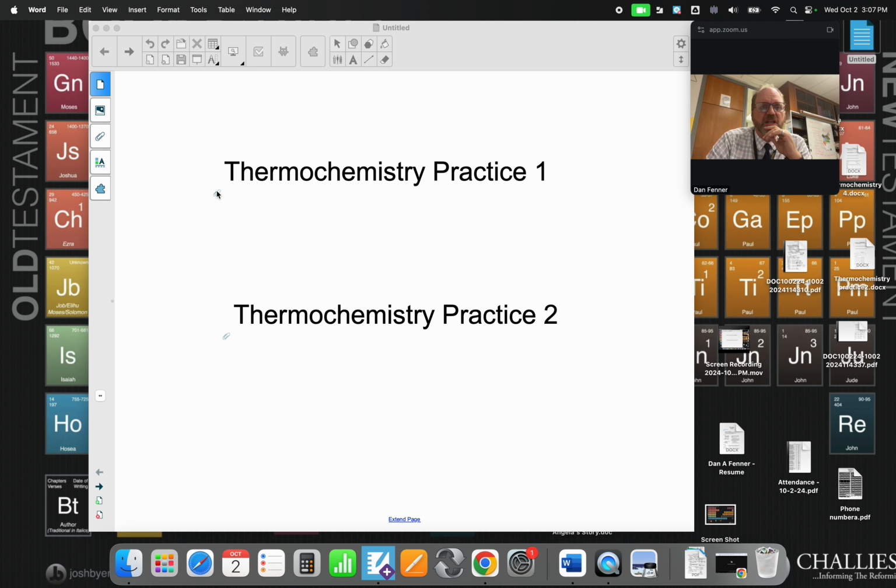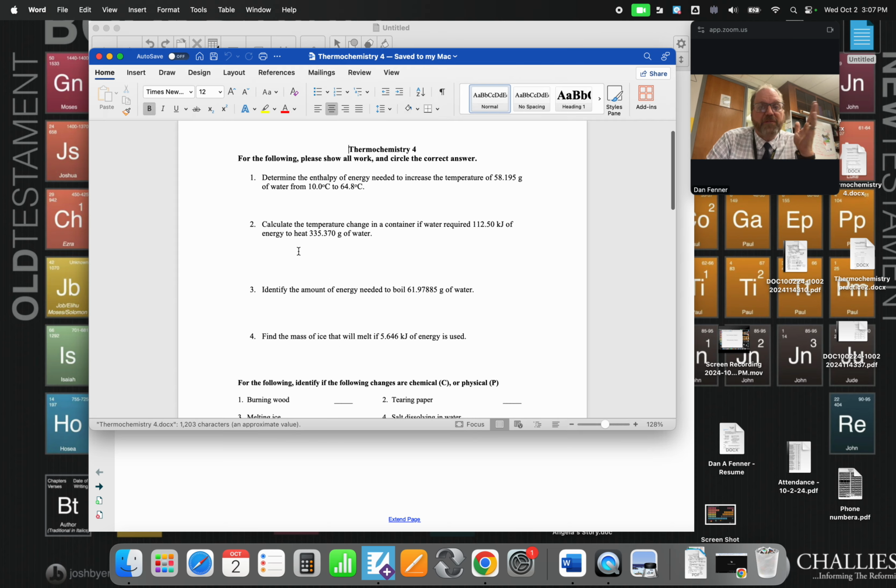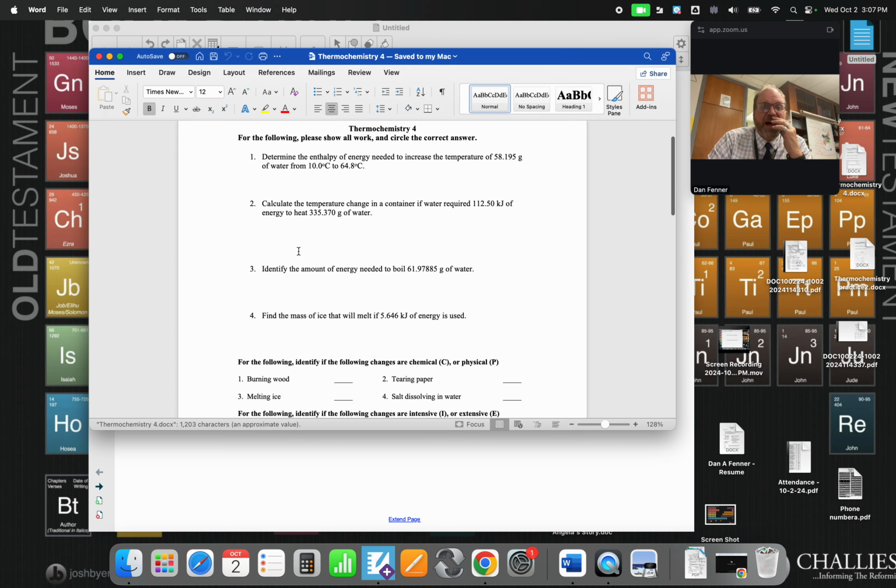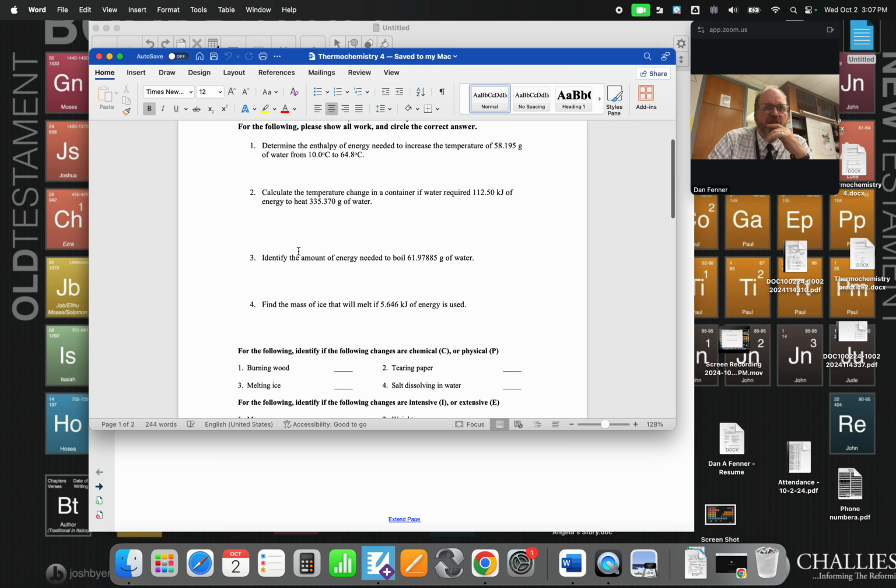So here's the first set of practice. I've got a bunch of these, I think up to 5. This is the 4th one I did. First, I want you to determine the enthalpy of energy needed to increase the temperature of 58.195 grams of water from 10.0 degrees Celsius to 64.8 degrees Celsius. That's a straight enthalpy problem, a straight specific heat problem using the specific heat of water.